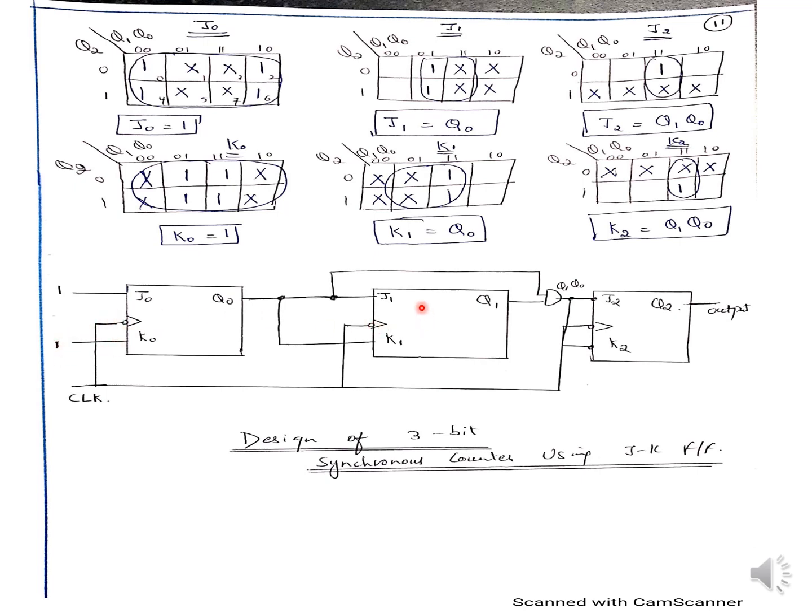Now come to the next flip-flop. It is J1. What is J1? J1 is Q0. So what we are going to do? We will connect J1 to Q0. Is it clear to you? So J1 is connected to Q0. What is K1? K1 is Q0. So K1 is also Q0. So I have connected this K1 to Q0.